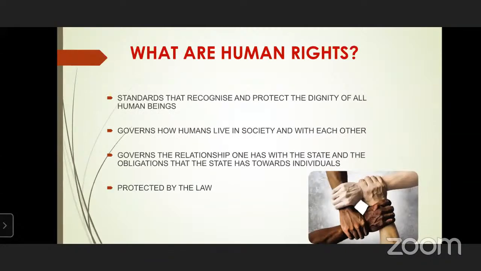They are standards that recognize and protect the dignity of all human beings. They govern how humans live in society and with each other, and they govern the relationship one has with the state and the obligations that the state has towards individuals. They're also protected by the law.